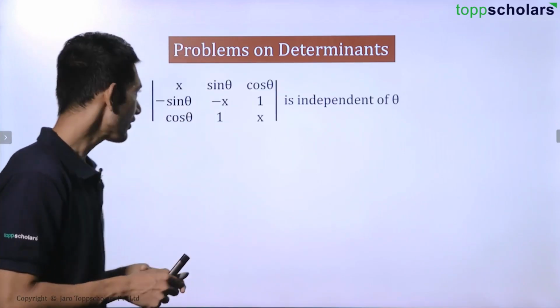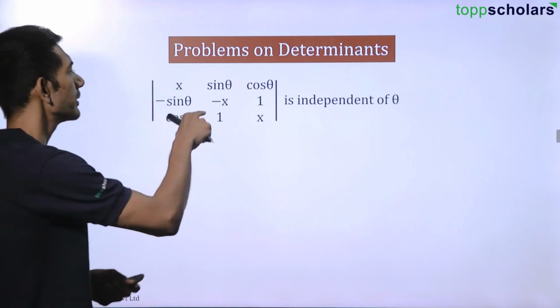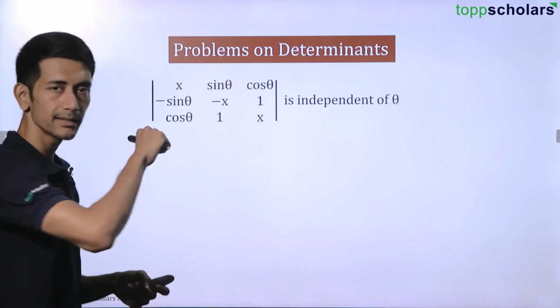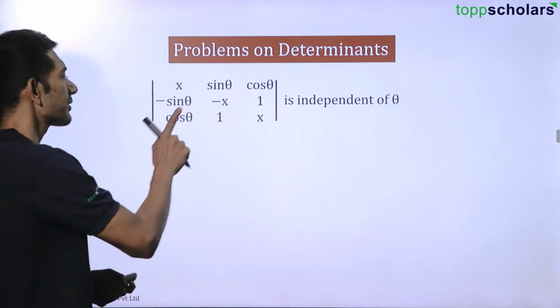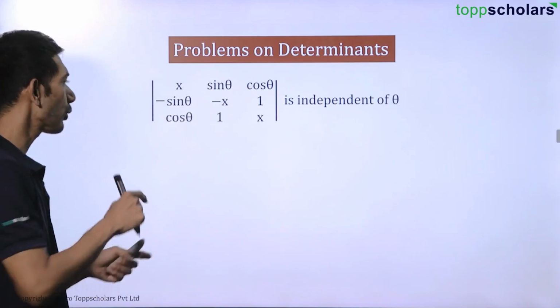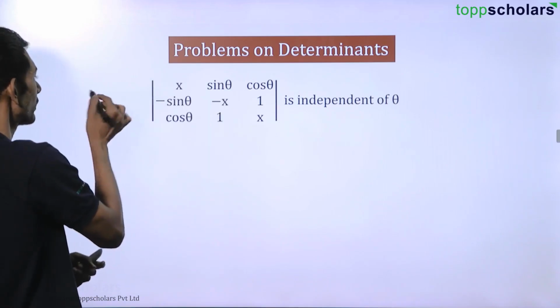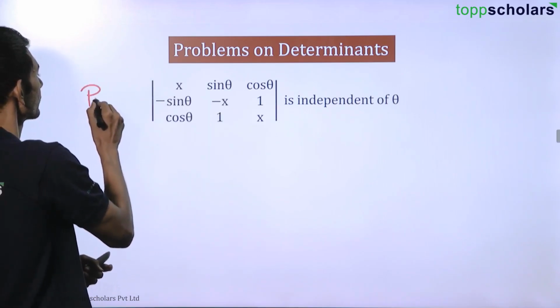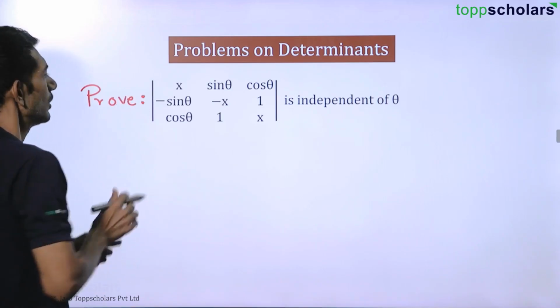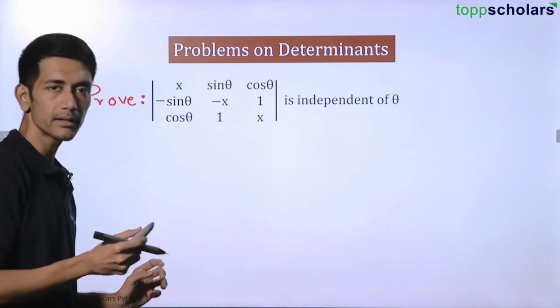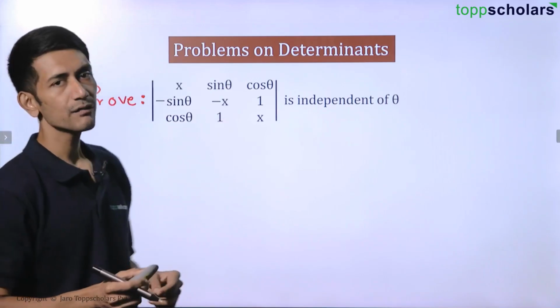Okay, the question says, we have the determinant of x, sin theta, cos theta; minus sin theta, x, 1; cos theta, 1, x, and we are supposed to prove, basically the question says, prove that this determinant is independent of theta.